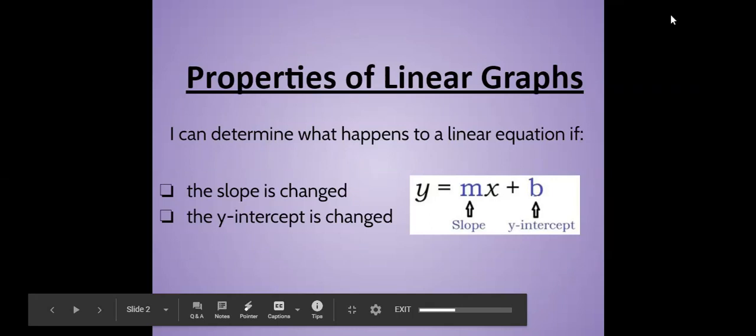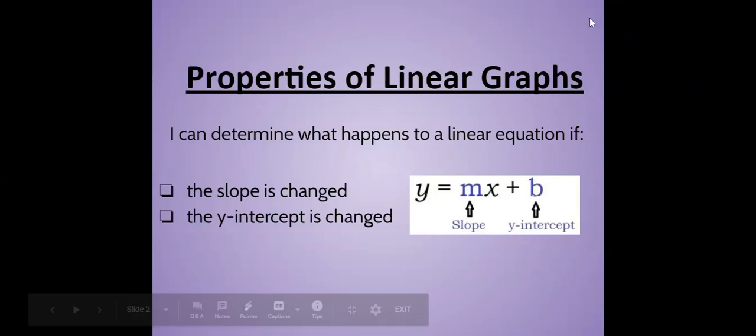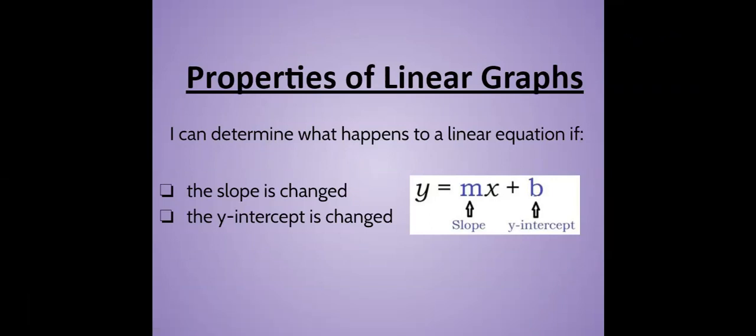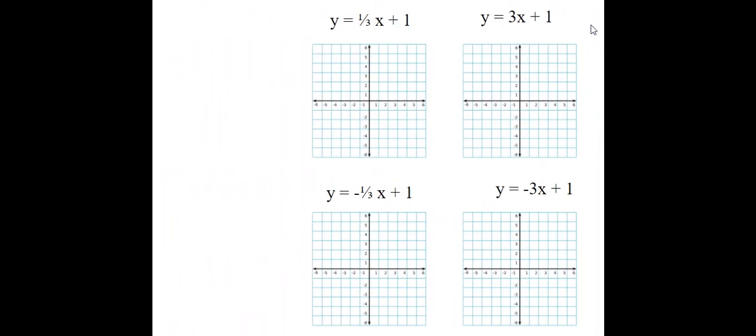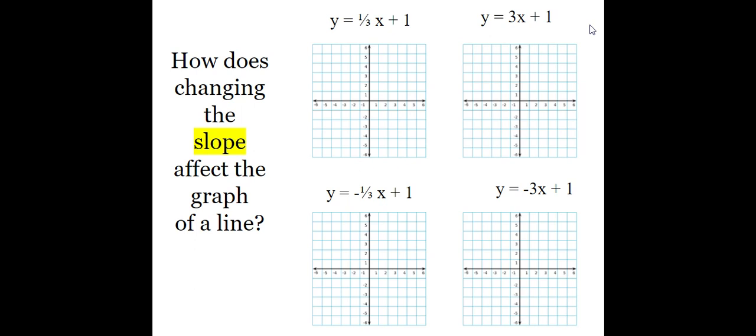In today's lesson video, we will be exploring properties of linear graphs. We will be doing investigations to see what happens to the line when the slope is changed, and then to see what happens to the line when the y-intercept is changed. Our very first investigation will deal with changing the slope. Let's ask ourselves the question, how does changing the slope of a line affect the graph of the line?